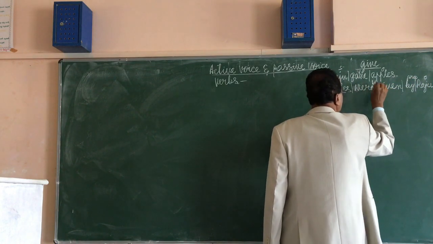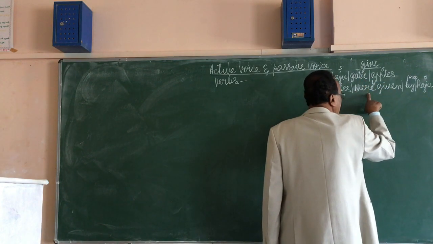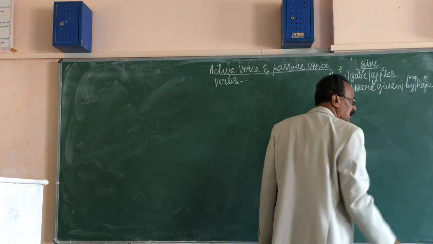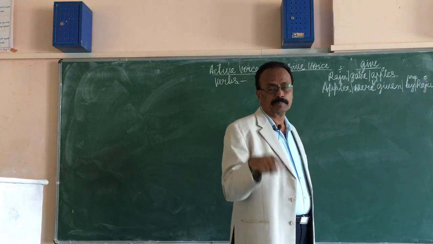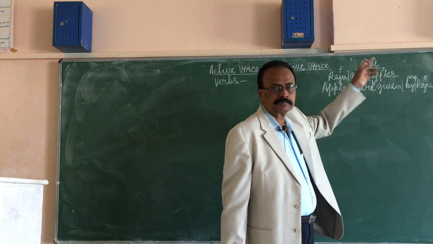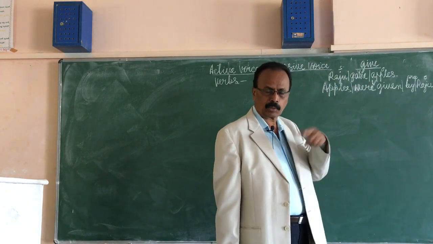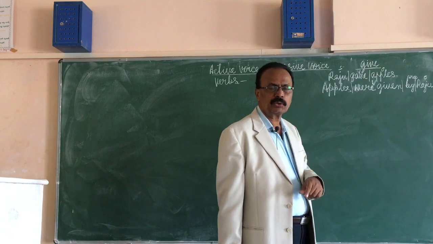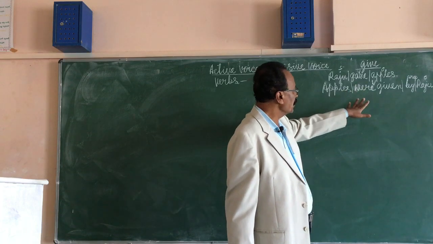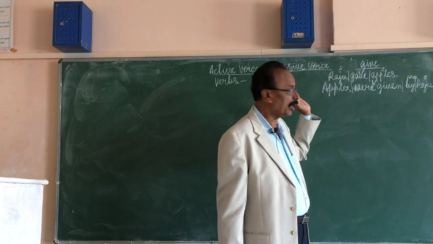In the verb part, here we have only one word. But here there are two words. One is the helping verb and the other one is the main verb. And this main verb is the third form of the verb. Give, gave, given. Take, took, taken. Bring, brought, brought. Throw, threw, thrown. Like this, in the passive voice, we always write the past participle form of the verb.